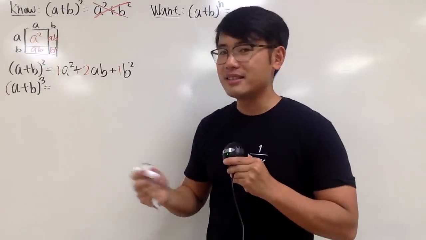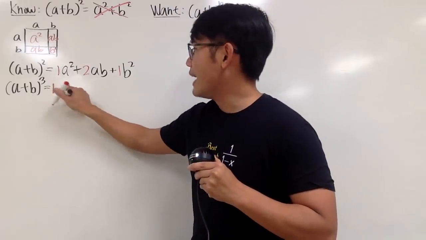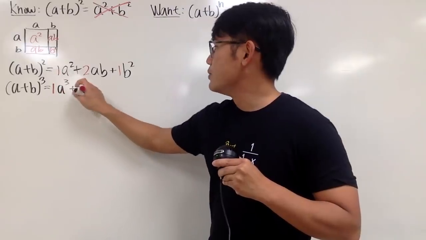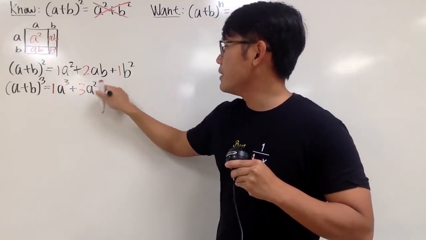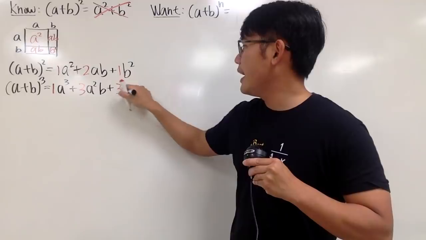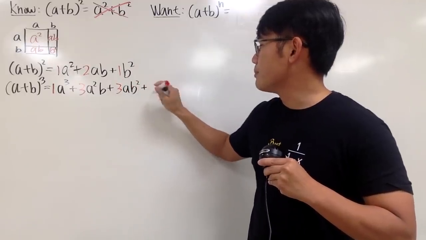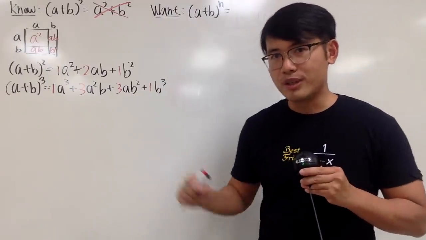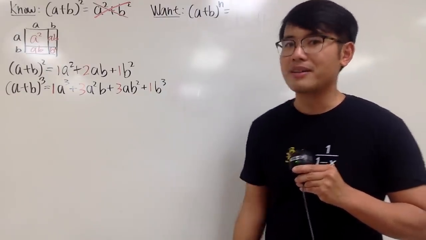And I will tell you guys the answer. The answer is 1a to the third power plus 3a squared b plus 3ab squared, and lastly, we plus 1b to the third power. Don't worry, I will tell you guys what the secret is. That's the cool part, right?